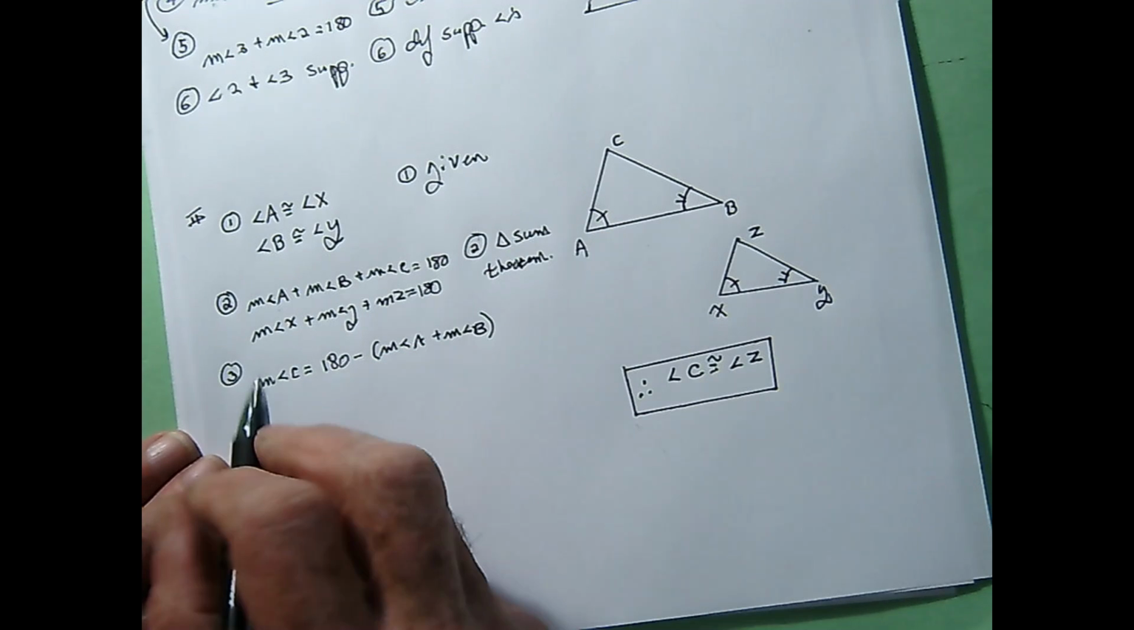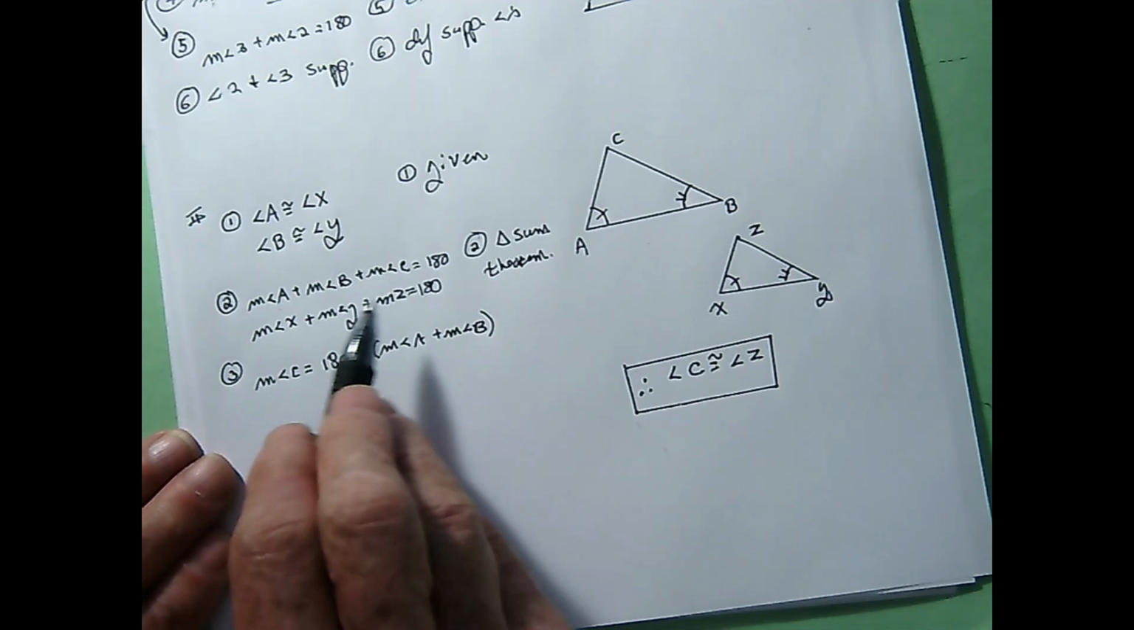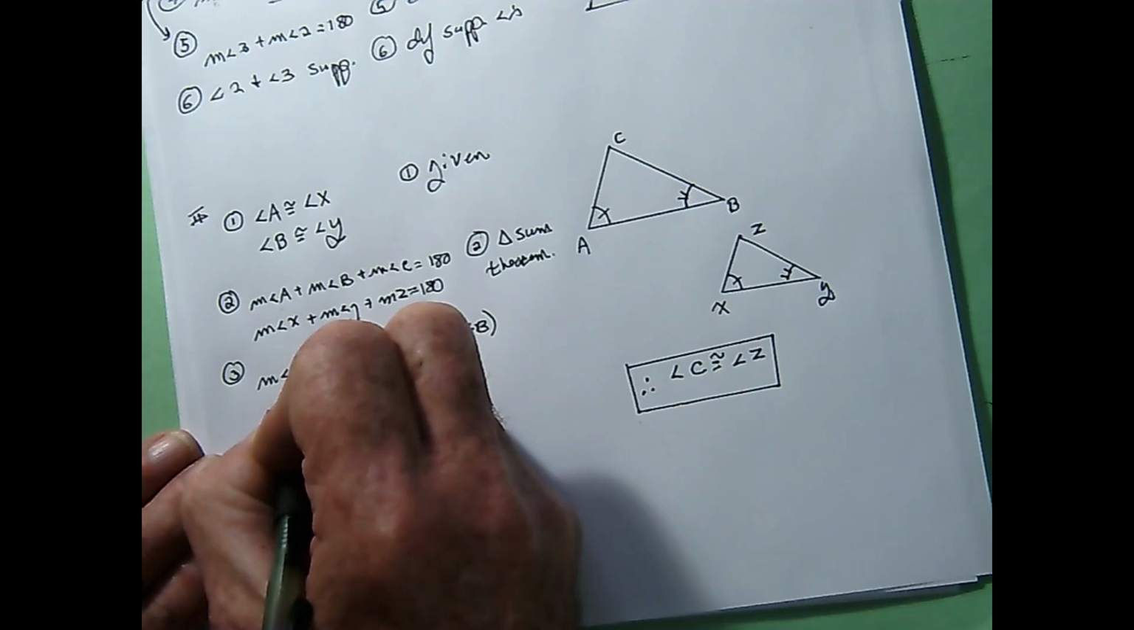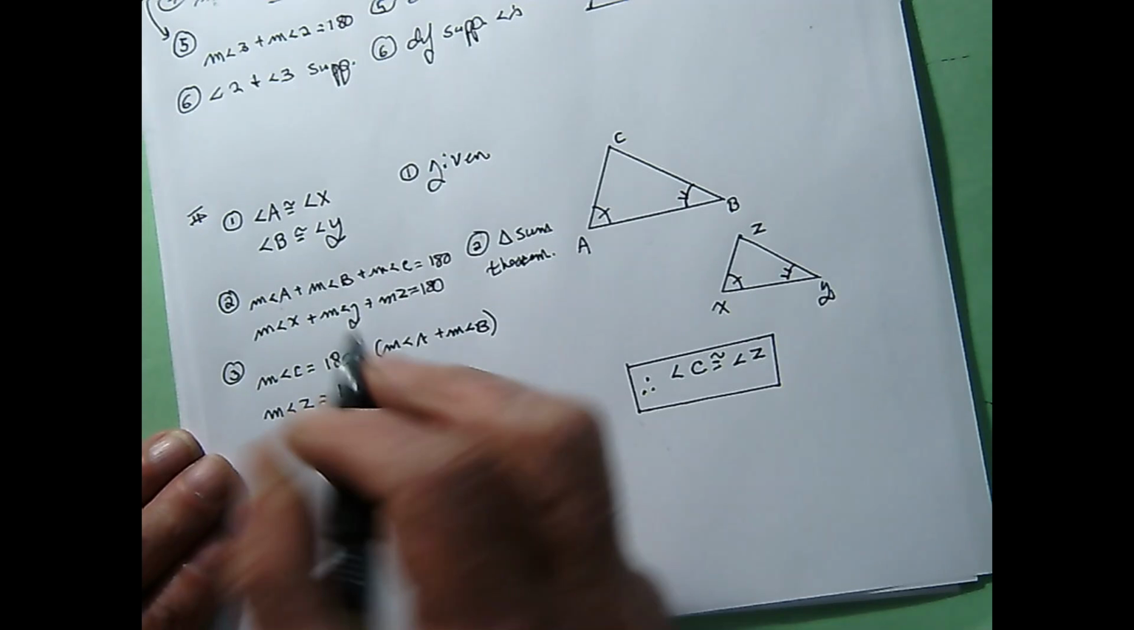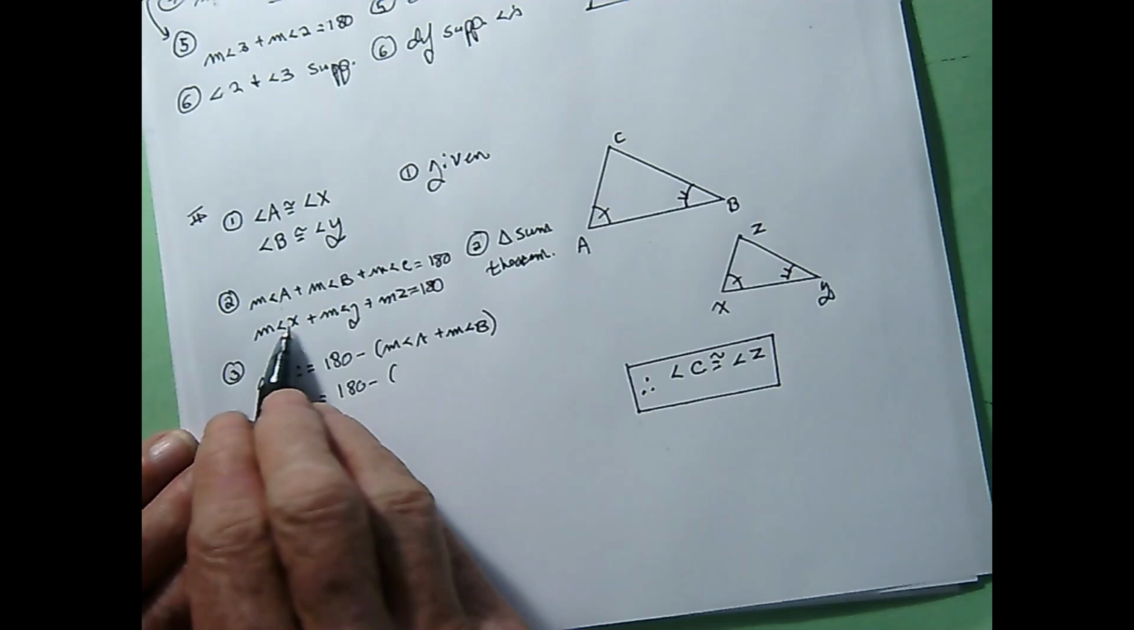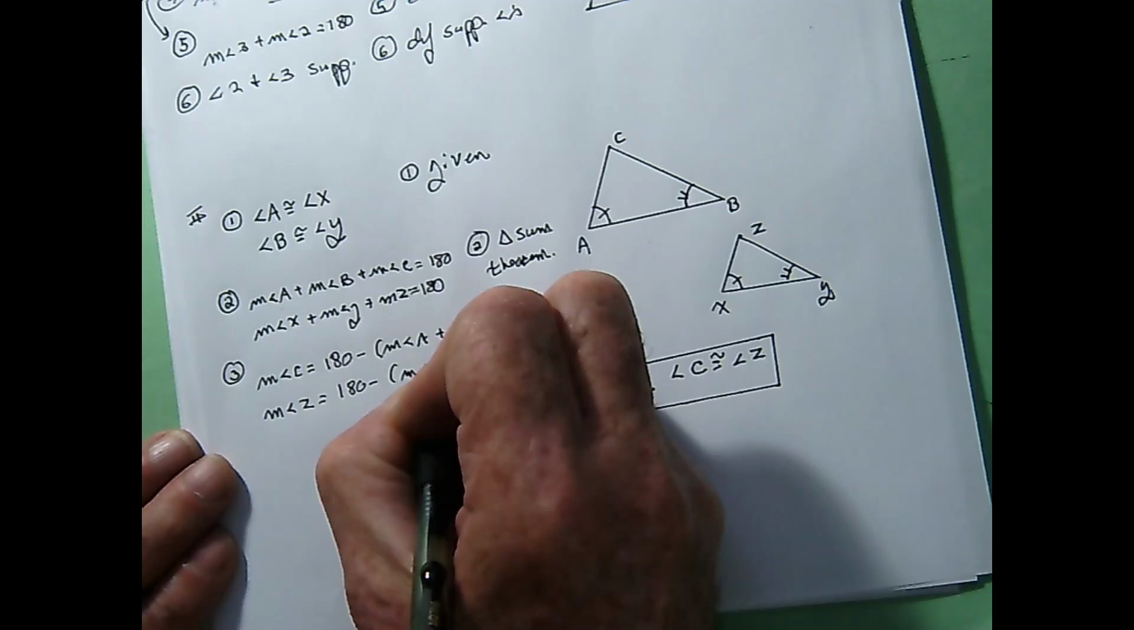And likewise, since I want to end up talking about angle Z, could we solve this for the measure of angle Z? That's what that should say right there, the measure of angle Z. The measure of angle Z should equal 180 minus angle X and angle Y. The measure of angle X plus the measure of angle Y.